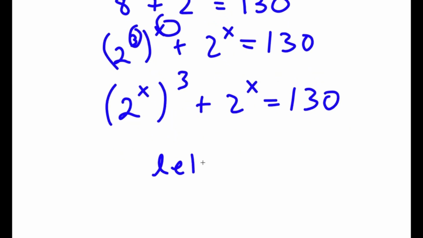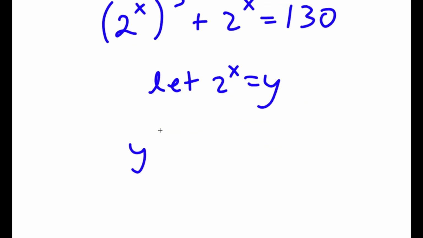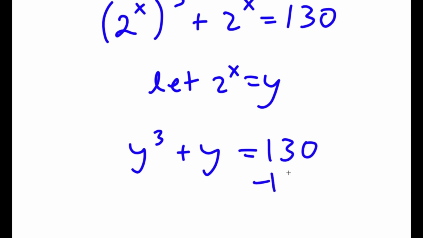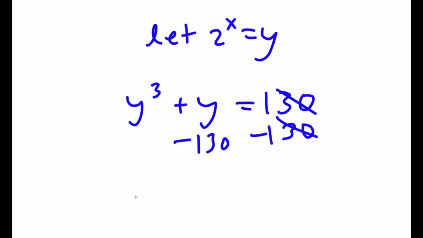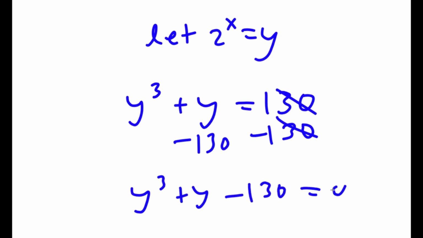Now I'm going to let 2 to the power of x equal the variable y. So now I have y to the power of 3 plus y is equal to 130. Now I'm going to subtract 130 on both sides. These two cancel out. So now I have y to the power of 3 plus y minus 130 is equal to 0.